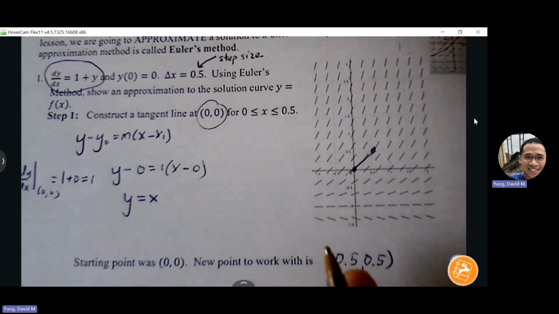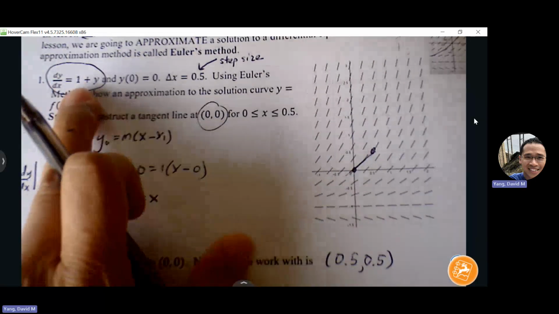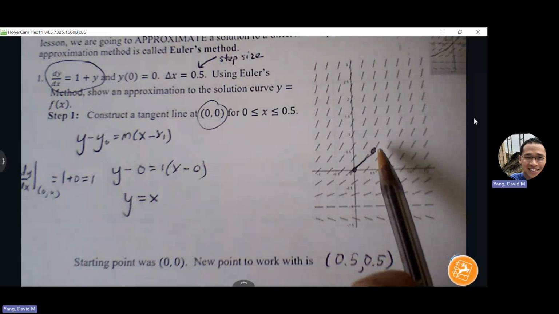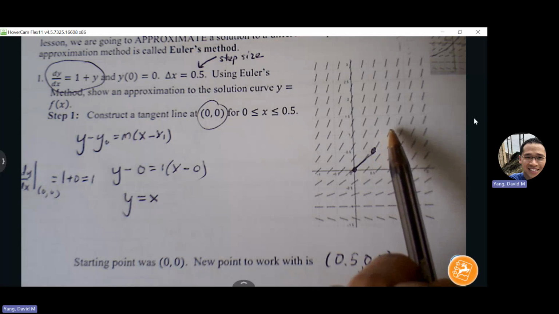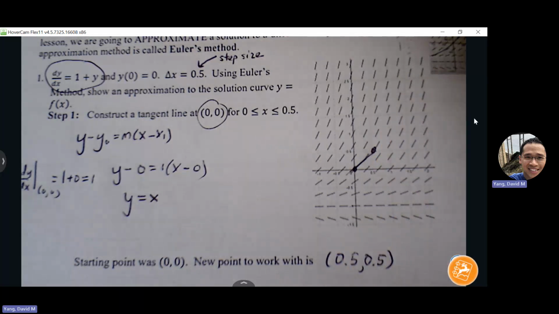And then from this point, we're going to gather the slope, find the tangent line equation, and then from there, we'll be able to draw a slope segment to the next point that we're after. And then we just keep going. Okay. The smaller the step, the more accurate we're going to be.